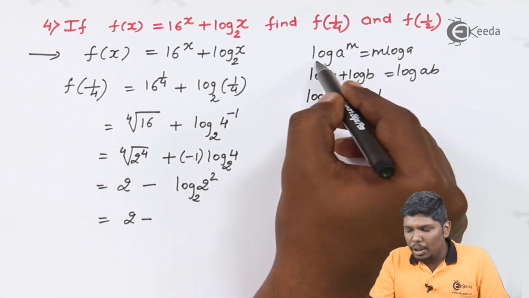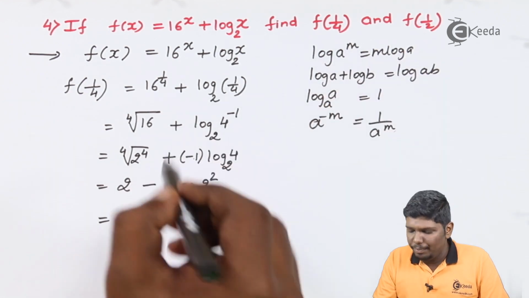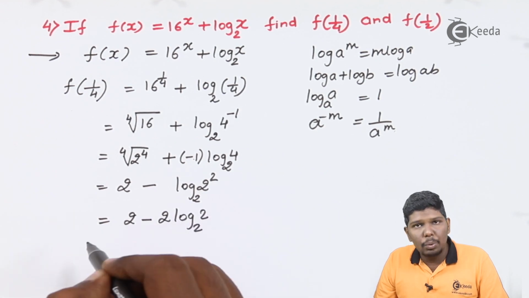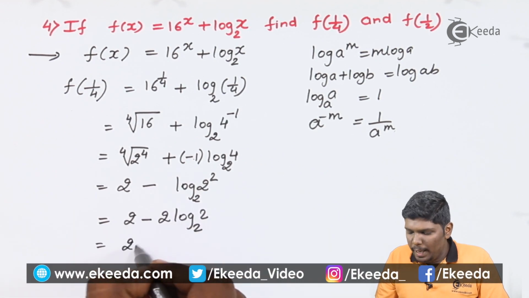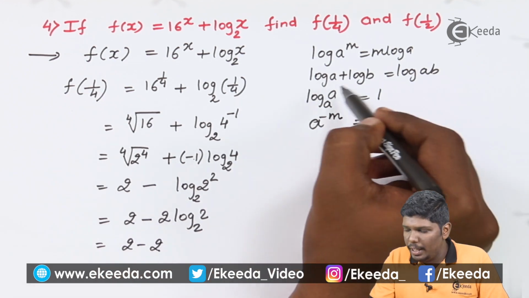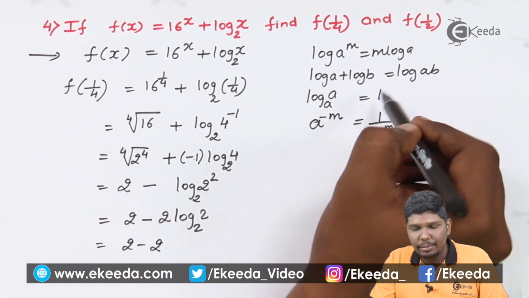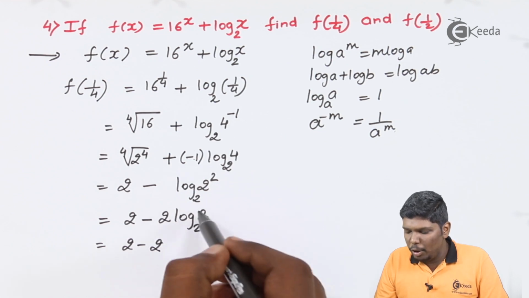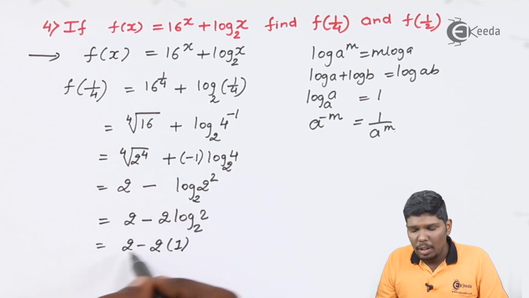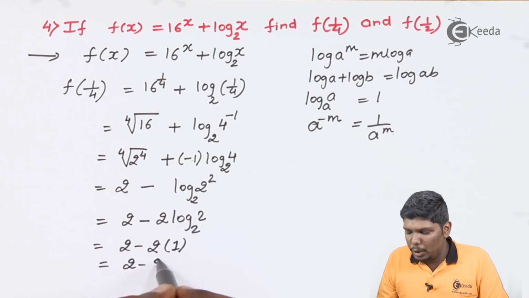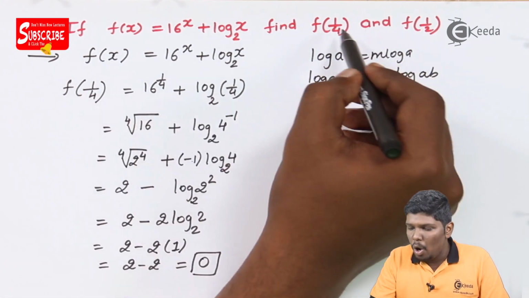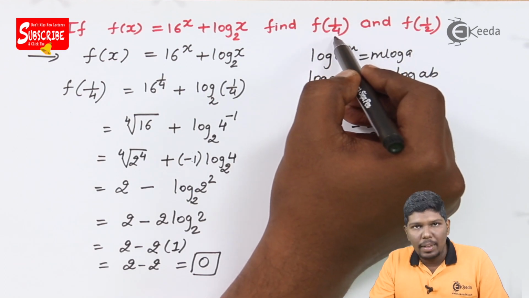Again, the formula goes log a raised to m is m log a. So this can be written as 2 log 2 to the base 2. 2 minus 2 as it is. We know that log a to the base a is 1. So again we have here similar bases, and this value becomes 1. So this becomes 2 minus 2, that is equal to 0. So this is the first value, f of 1 by 4.